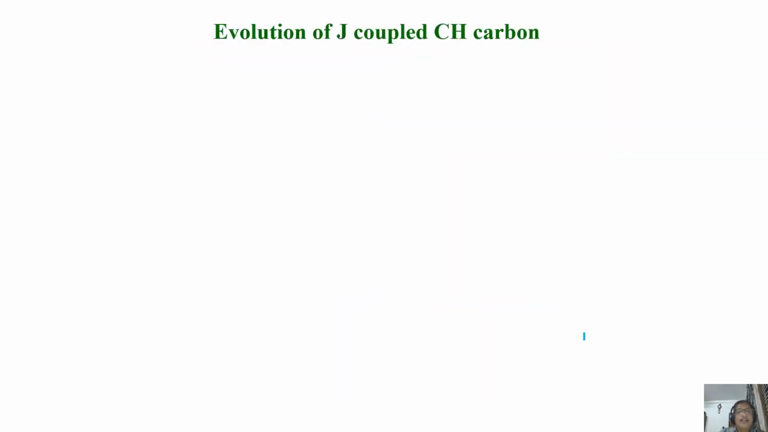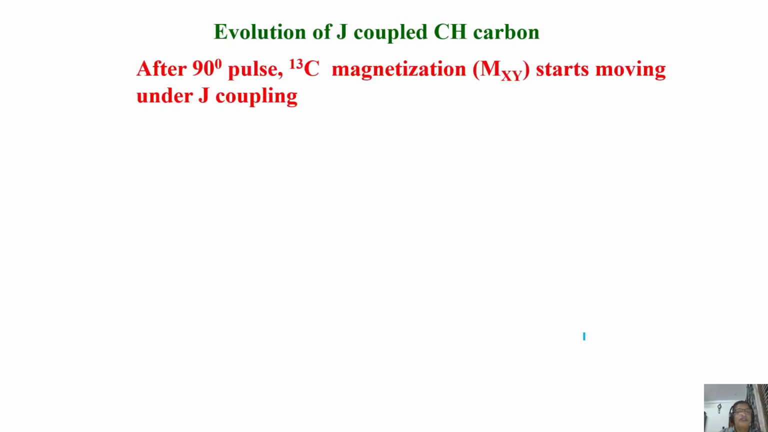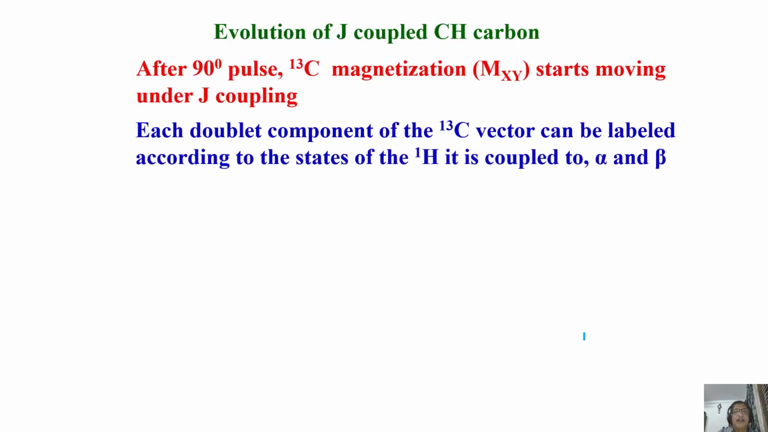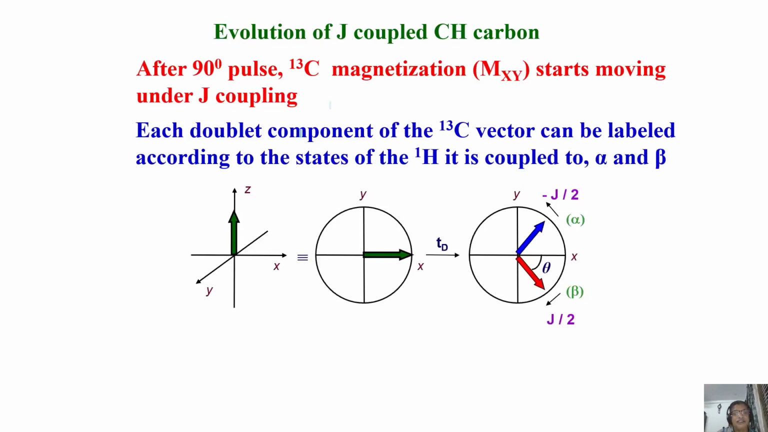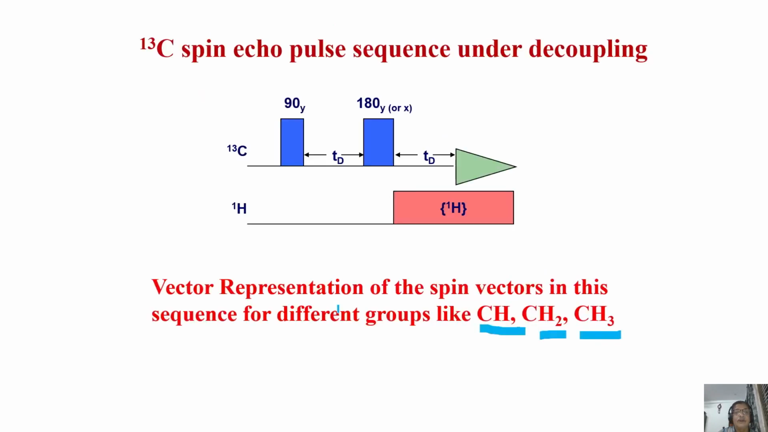Let us look at the evolution of J coupling with the CH proton. What is happening after the 90-degree pulse? Magnetization is coming to the XY plane. It starts moving. Up to this we know, and this we already discussed. Now I am going step by step to see what happens to the CH vector, carbon coupled to proton. It is only a doublet. Carbon will become a doublet because of CH.